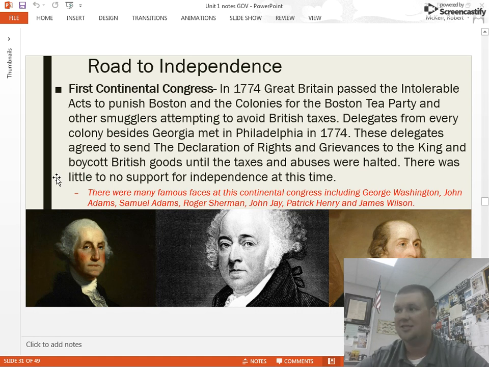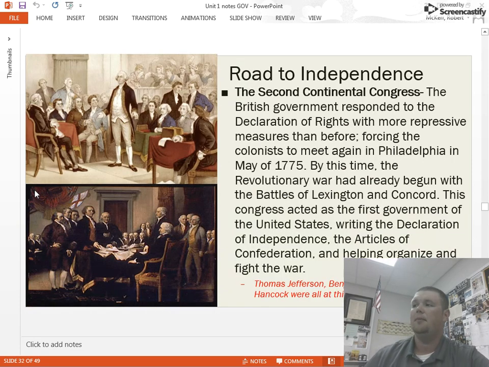There are a lot of famous faces there, as well as I have in red there. Remember, if it's in red, that means it's not going to be on your test. But you have people like George Washington, Samuel Adams, John Adams, Roger Sherman, who brokers the Great Compromise at the Constitutional Convention, John Jay, our first Chief Justice of the Supreme Court, Patrick Henry, Give Me Liberty or Give Me Death, and James Wilson, who's a major architect of the Constitution, the Electoral College later on.